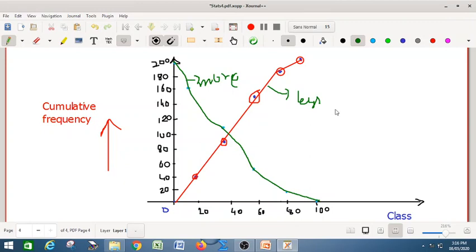Now if you want to find the median, what is the median? The median is the intersection of the two ogives. That is, this is your median value, the intersection. If you draw the graph, it will be very precise, and you can easily find the median or Q2, the second quartile.